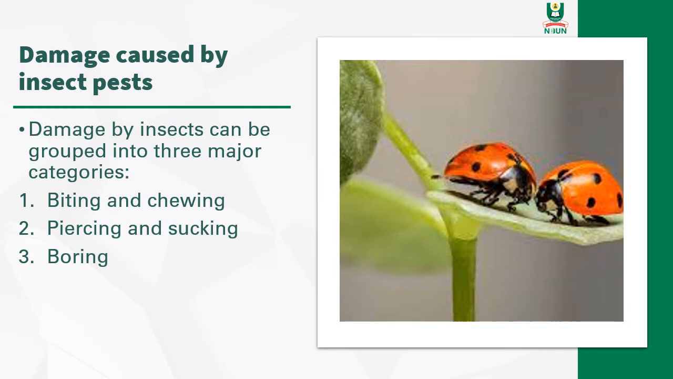Now, what is the damage that is caused by these insects? We have seen the classes of insects, so when you see an insect, you can predict what class it belongs to and what damage it causes. Insects damage crops in three major categories: the biting and chewing, the piercing and sucking, then the boring insects.